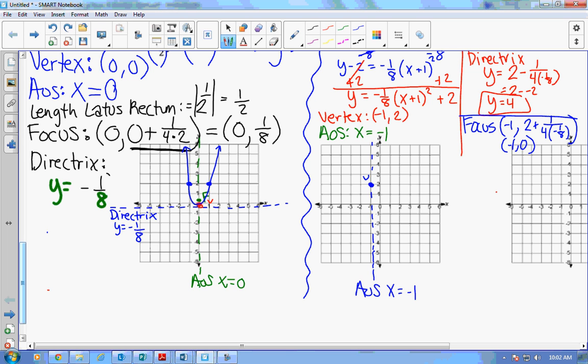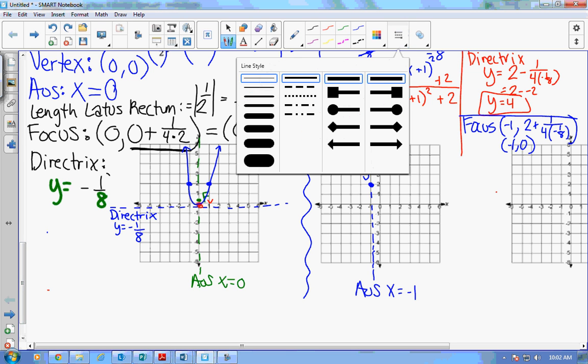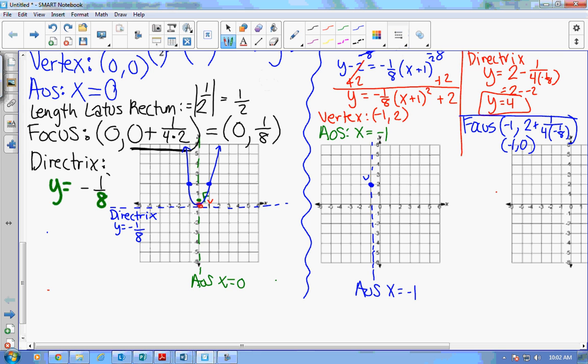Okay, next we have a directrix, y equals 4. Y equals has to slice through the y-axis at 4. That's the directrix, y equals 4.